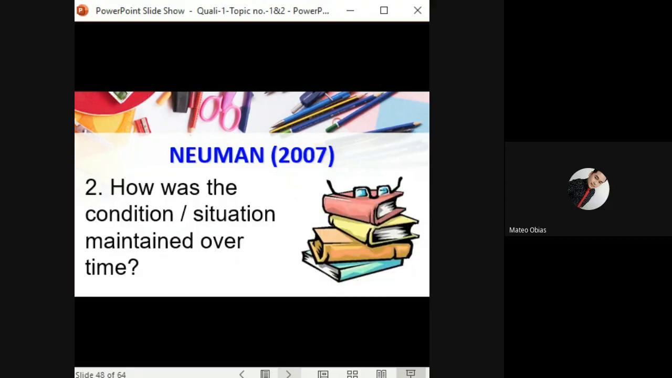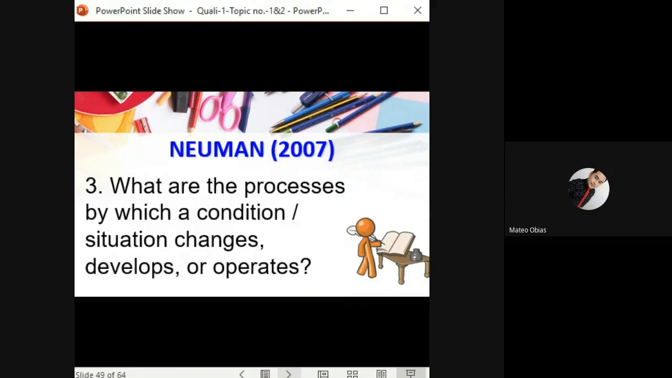O, basahin mo nga number 2, Arlan. How was the condition or situation maintained over time? Yan, that's an example of a question, qualitative question. How was the condition, situation maintained over time, lalo na ngayong may pandemya? Okay, ano pa? Number three. What are the processes by which a condition or situation changes, develops, or operates? Okay, what are the processes by which condition, situation changes, develops, or operates?